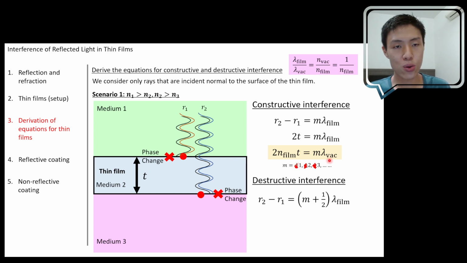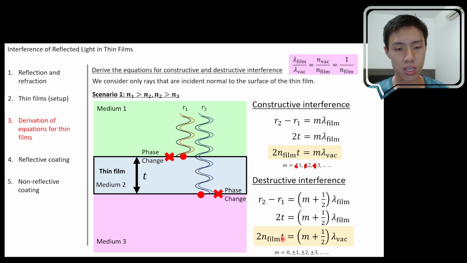So this is the equation for constructive interference, and you use a similar manner to derive our equation for destructive interference. You replace R2 minus R1 with 2t, then you change your lambda film to 1 over n film times lambda vac. You do the same thing and you get an equation for destructive interference. It's a similar idea, just that 2nt is now a half-integer multiple of the vacuum wavelength: 0.5, 1.5, 2.5, 3.5, and so on.